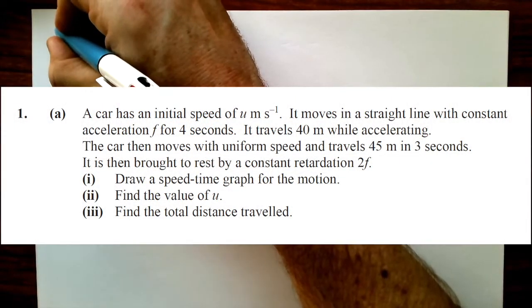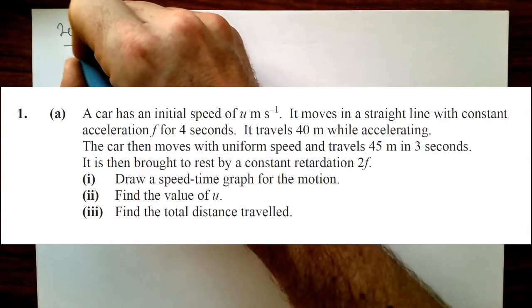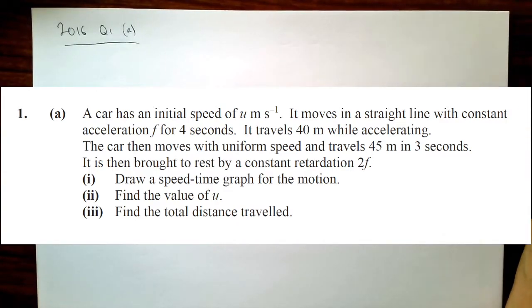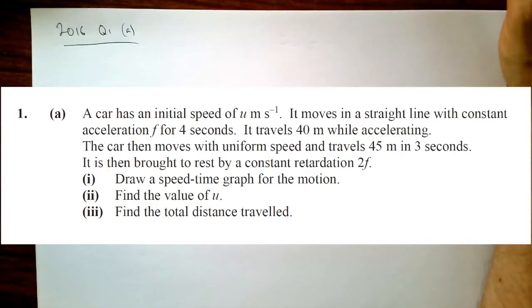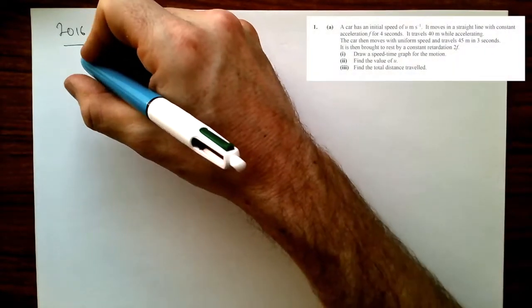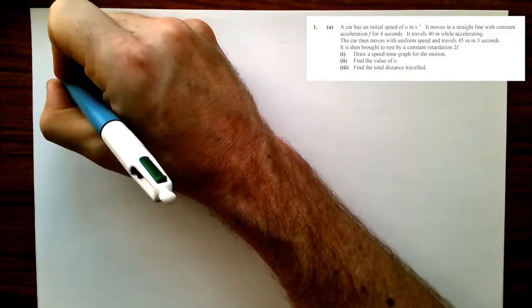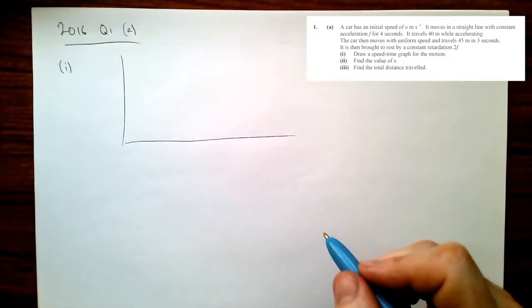Here we have 2016, question 1, part A. This is a multi-stage linear velocity question. So, car's initial speed of u, it accelerates for a while, goes steady for a while, and then slows down again. All right. Now, let's do our speed distance time graph. Speed time graph even. There we go.